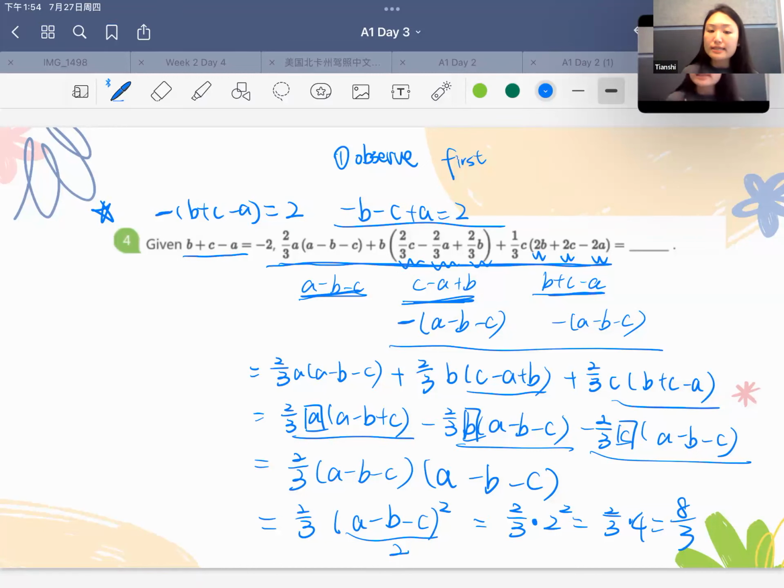For this one, this is a little bit complicated, but the most important thing is to observe it first and see what the pattern is, and then we can construct the same combo among all the terms.